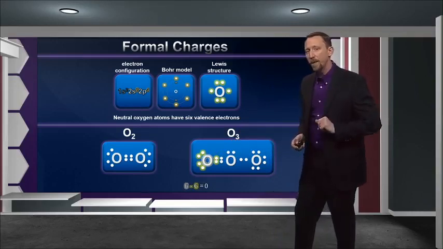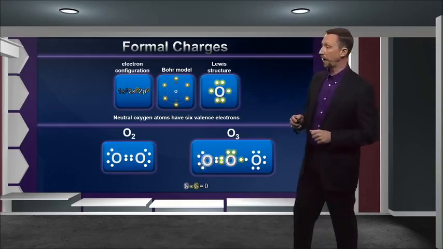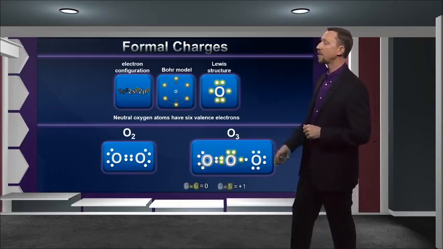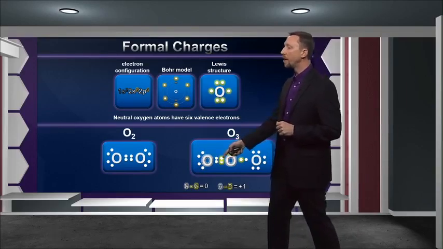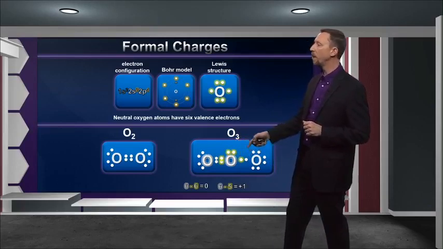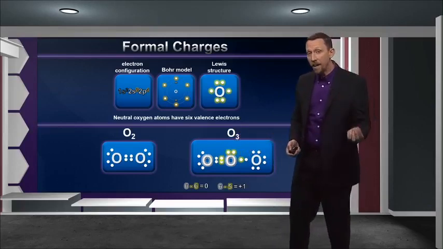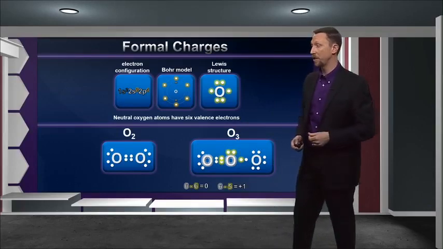But things change when we get to the next part of the molecule. Let's look at the central oxygen of O3. Now, in the case of the central oxygen of O3, we have the bonding pairs here. We have yet another bonding pair to its other partner and 1 lone pair for a grand total of 5 electrons as far as charge is concerned.